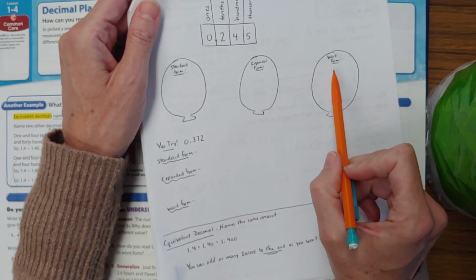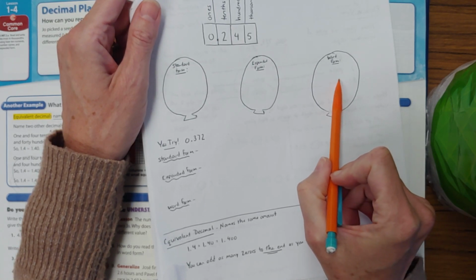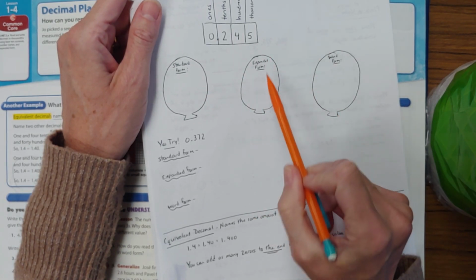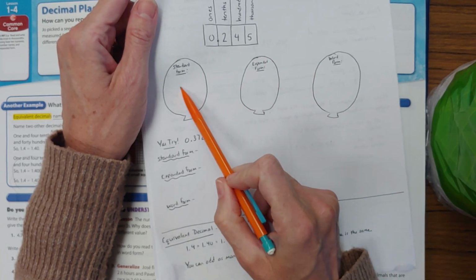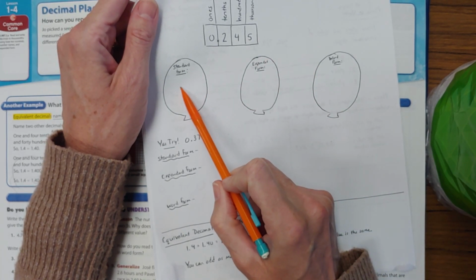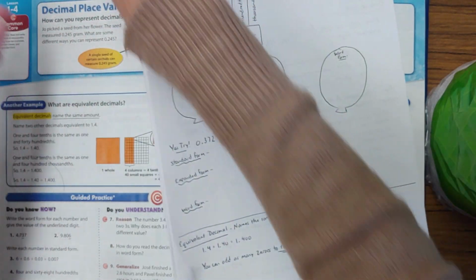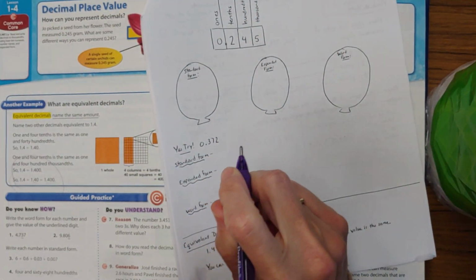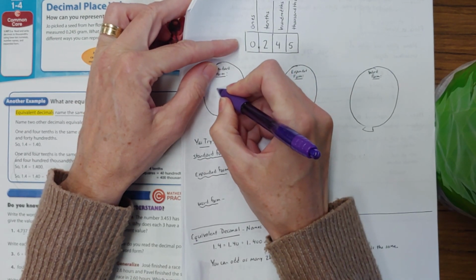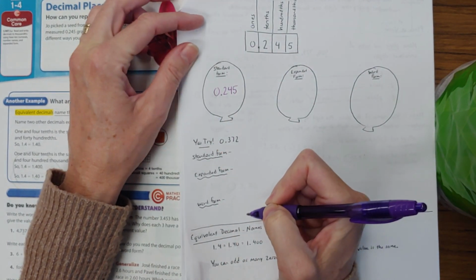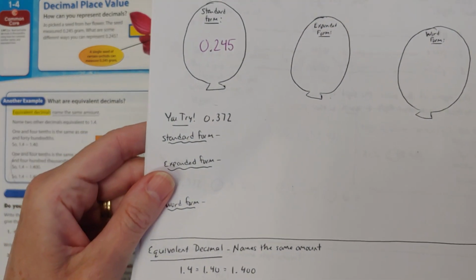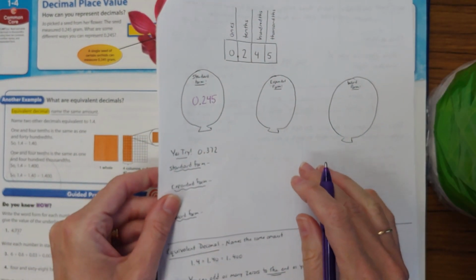Okay, so here we go. So on our balloons, you need to try to think of these on your own, and then you can put them on the packet, and you can check yourself with your textbook. So standard form, remember standard form just means written as a number. So when I'm writing standard form, let me grab a pen when I write it on here so you can see. It would just be 0.245. Okay, that's just number form.